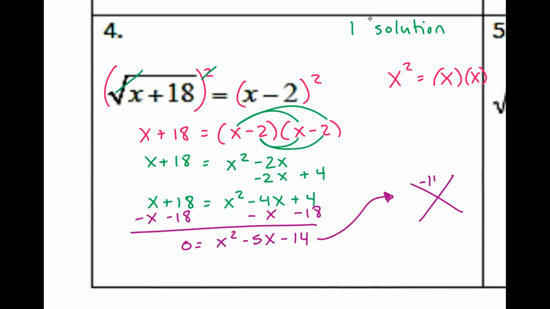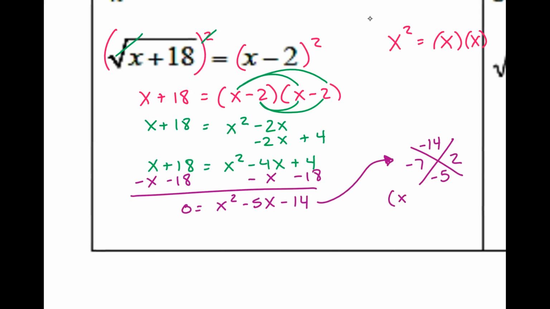Up top goes negative 14, and the bottom goes 5. What multiplies to get negative 14 but adds to get negative 5? Negative 7 times 2. Negative 7 times 2 gives me negative 14, and negative 7 plus 2 gives me negative 5. Those are my two factors. So my factors are x minus 7 and x plus 2.